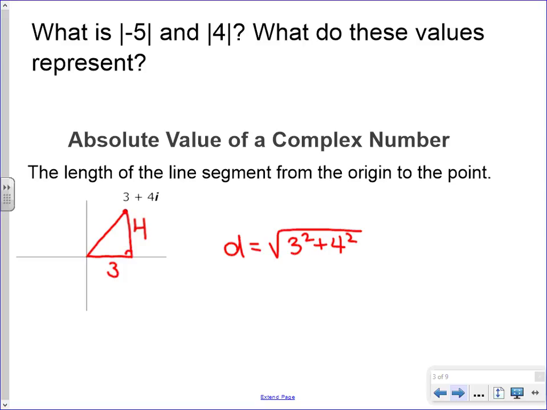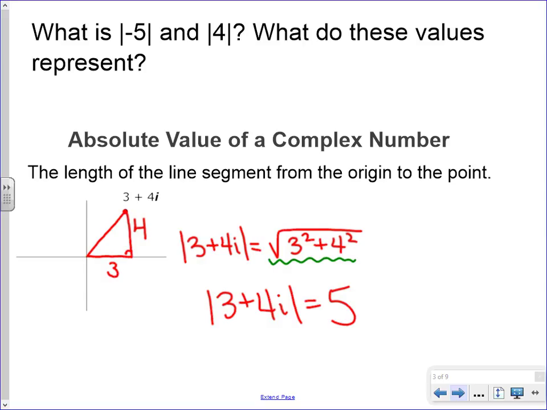Okay. So instead of distance, that is representing the absolute value of 3 plus 4i. So the absolute value of 3 plus 4i, when we use the Pythagorean theorem, is 5. It looks familiar, doesn't it? What can we compare that to with our vectors? It's the same as the magnitude of our vectors.